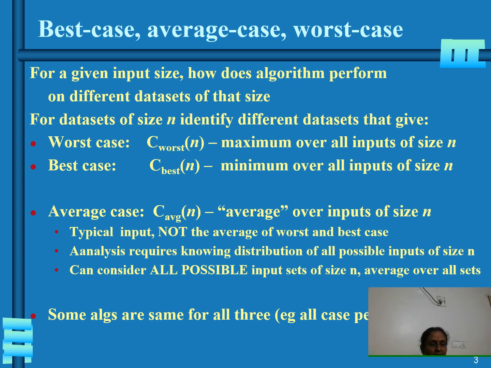It doesn't mean you have to take the average of the worst and best case. You have to check the efficiency of the algorithm on random inputs, or you have to distribute all possible inputs of size n.